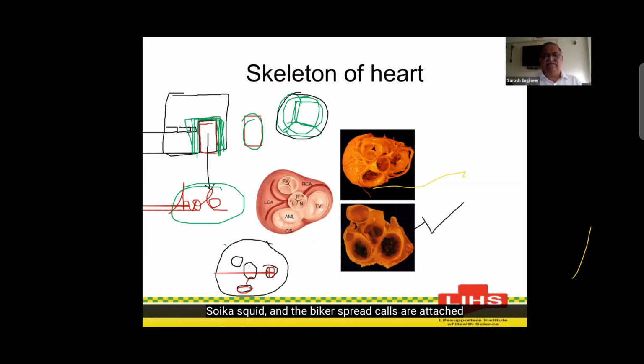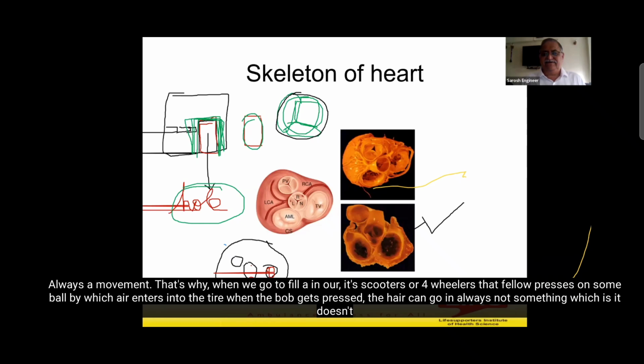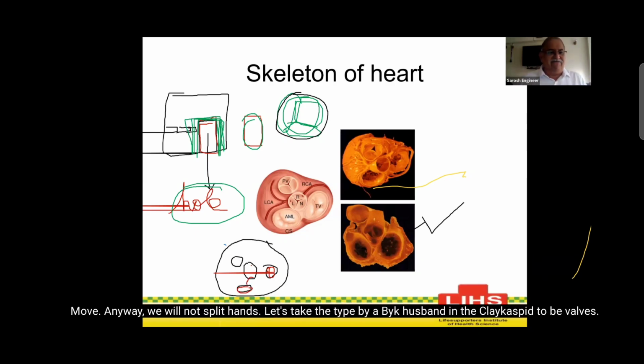They're attached here, right? The word valve is again also wrong. Valve is not the correct word. It is the cusp. It's the movement of the cusp which is the valve. Valve is a movement. That's why when we go to fill air in our scooters or four-wheelers, that fellow presses on some valve by which air enters into the tire. When the valve gets pressed, the air can go in. Valve is not something fixed, it is a movement. Anyway, we will not split hairs. Let's take the bicuspid and the tricuspid to be valves.